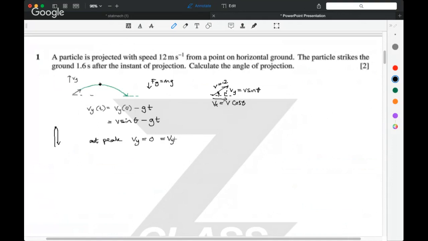vy at t divided by 2, or t prime, where t prime is this number. So if it takes 1.6 seconds to do the whole thing, it spends half the time going up and half the time going down. So the time that it's at the top must be halfway through, right? So this is t over 2, and that's equal to v sine theta minus gt over 2. So that's 12 sine theta minus g times 1.6 over 2, and that's equal to 0, and you can solve for theta, no problem.